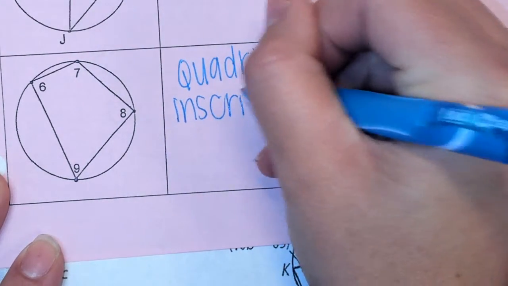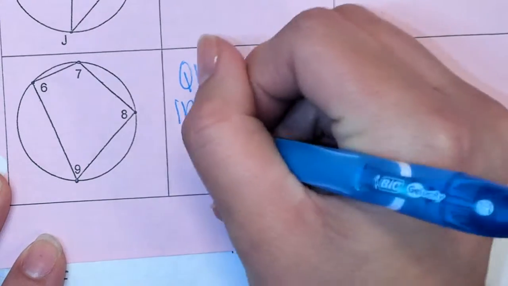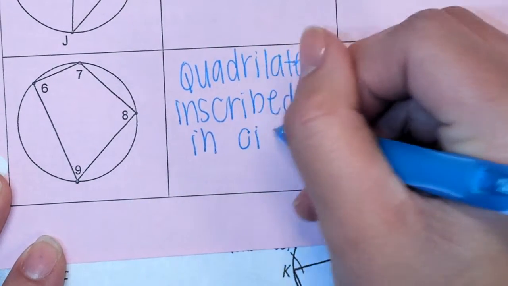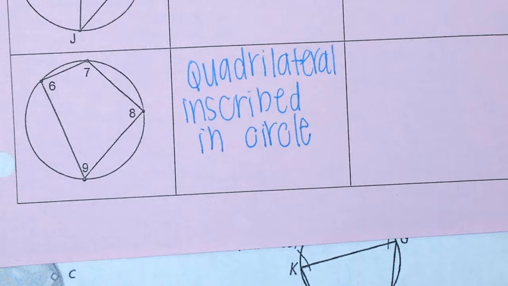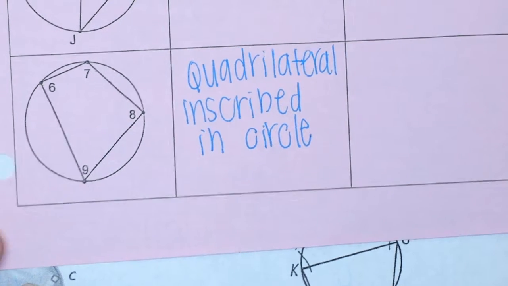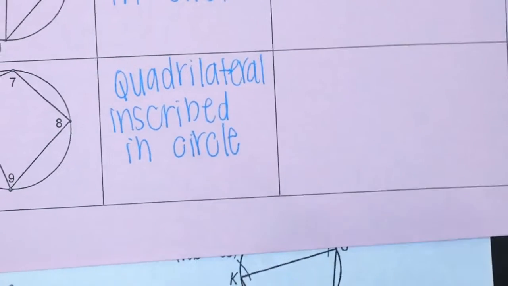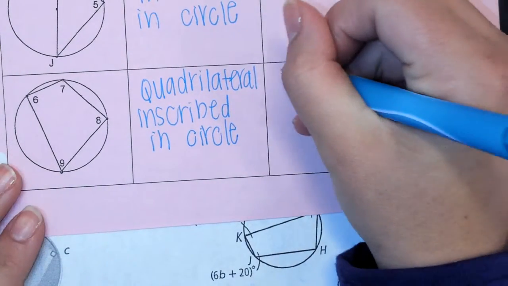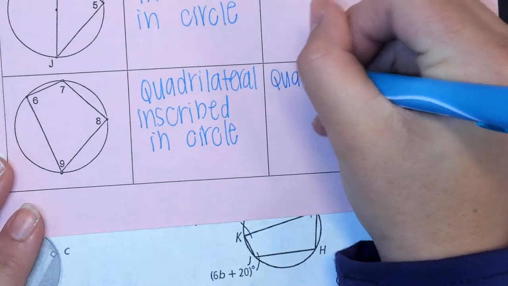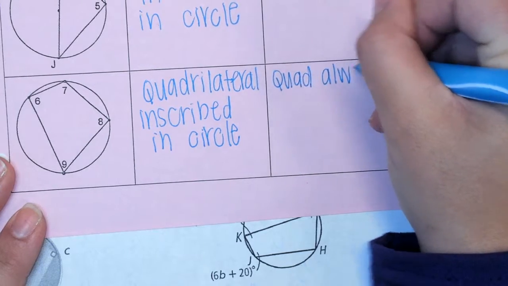Inscribed. Do you know what inscribed means? It's like inside. Quadrilateral inscribed in the circle. You just butchered that word. You wrote it there and I still spelled it wrong. How many degrees is inside a whole quadrilateral? 360. So let's put quad always equals 360 degrees.